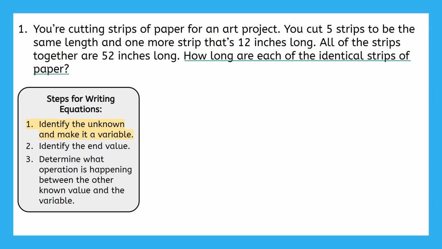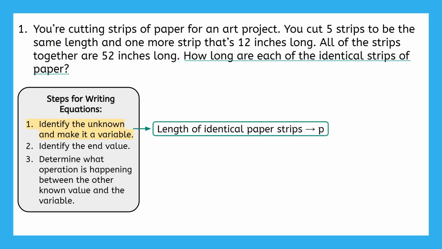Well, let me reread the question at the end. Usually that's a clue to what we don't know. How long are each of the identical strips of paper? I see. We don't know the length of the first 5 pieces of paper. So let's use P for paper. Step 2 is to identify the end value. What's that? Right, 52, because all of the strips of paper combined are 52 inches long.